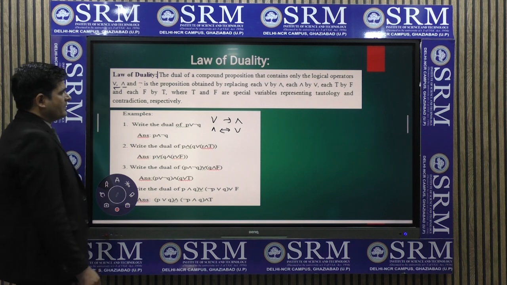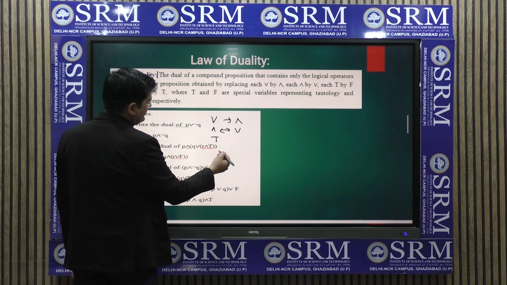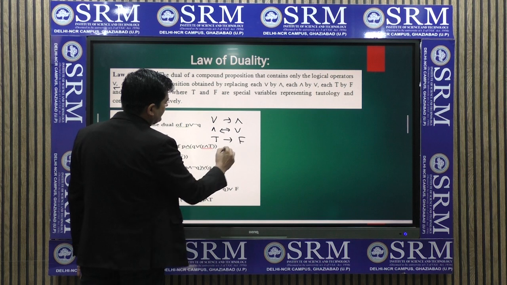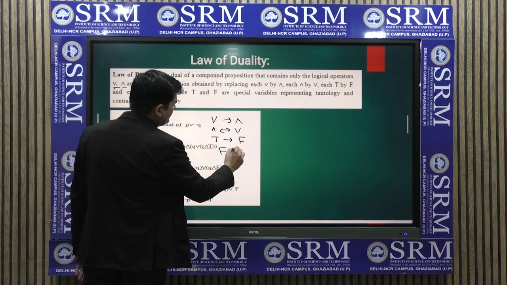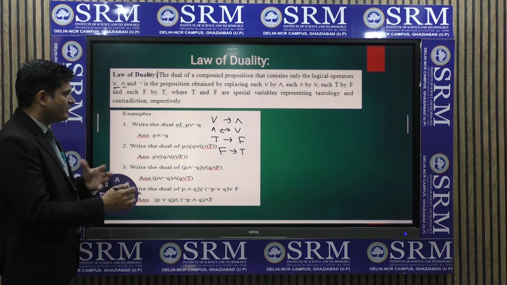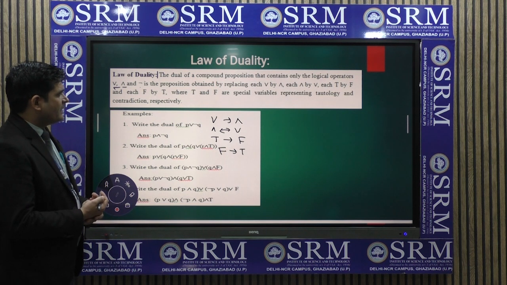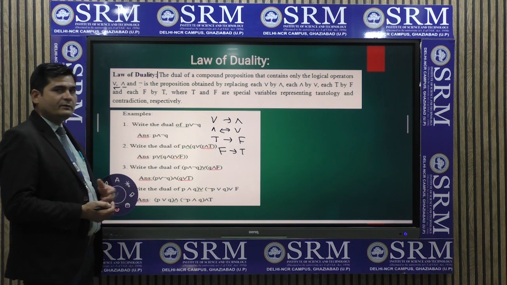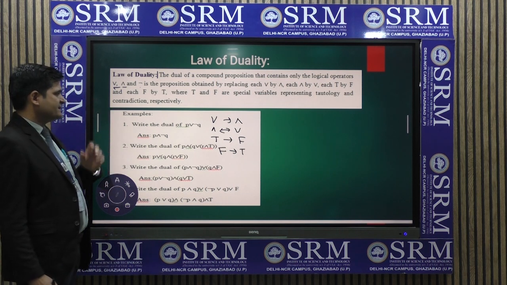And if the proposition has the truth value T, it will be replaced by false, and if it has the value false, then it will be replaced by the truth value true. So in any proposition you replace the operators conjunction and disjunction and the truth values true and false, and the resulting statement is called the dual of the original statement.